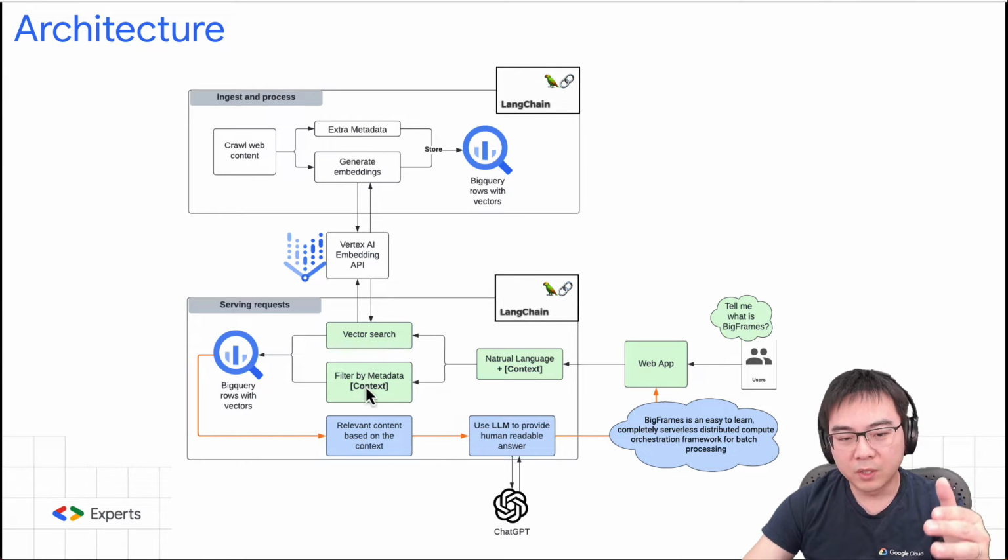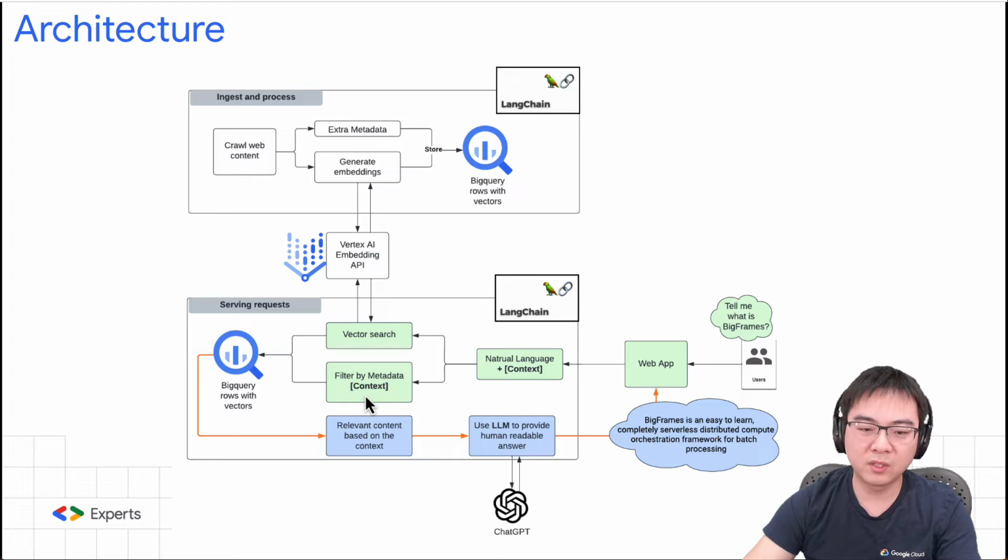And because you also have the context, you can use the context to filter, plus this will reduce the amount of data you search in the vector search. And then you do the vector search, which is basically comparing the similarity of what you're providing and what you've got in the database. This will then return the relevant content based on what you provided.